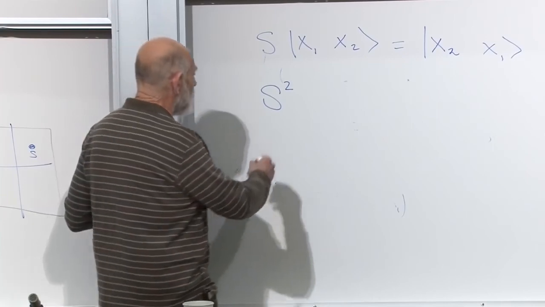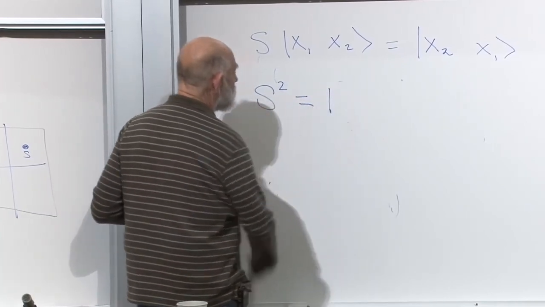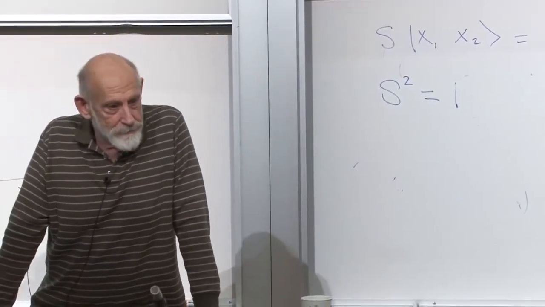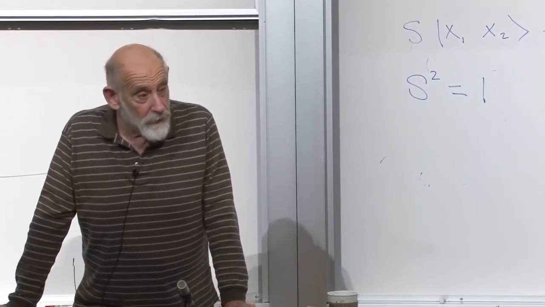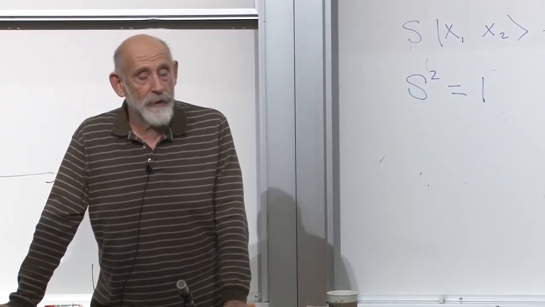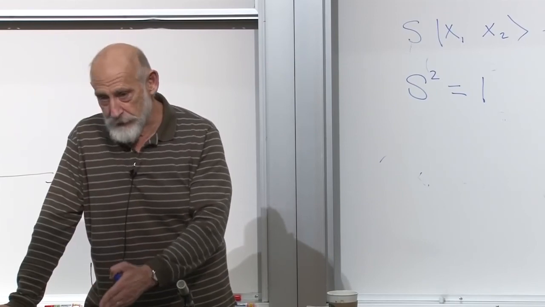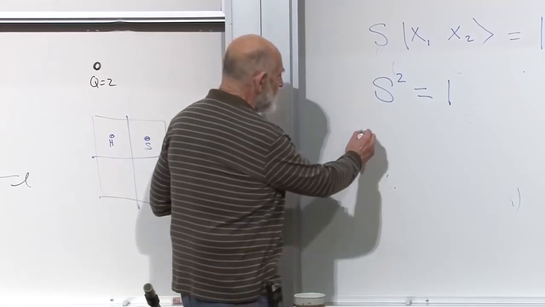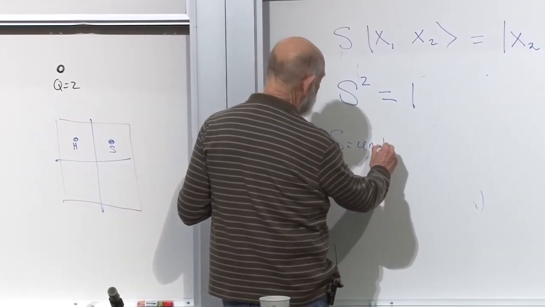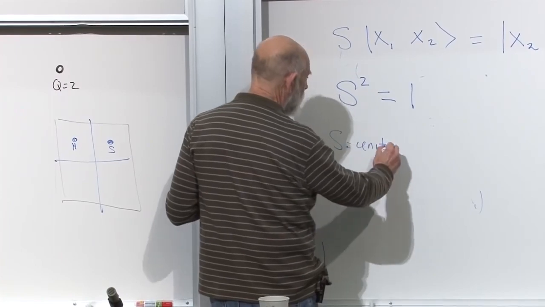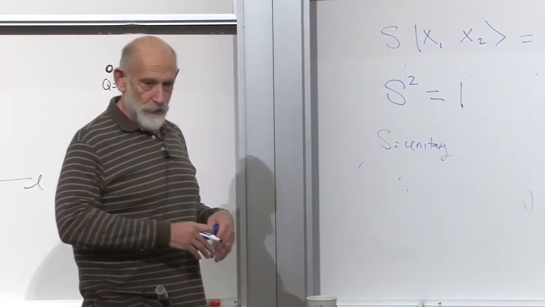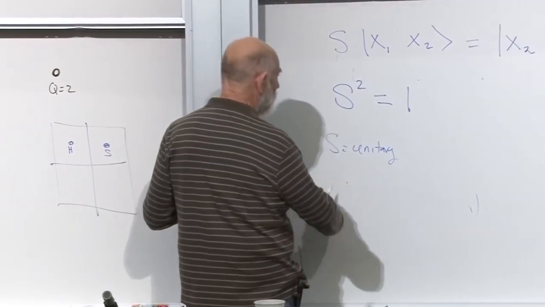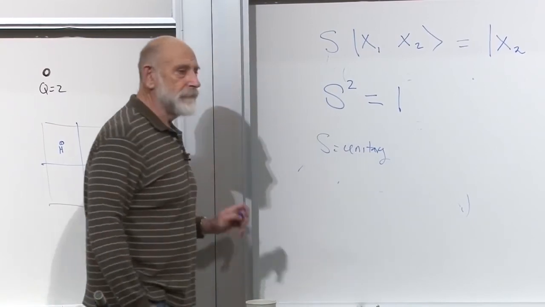So what do we know about S squared? S squared must be 1 as an operator. It's a unitary operator. Why should it be a unitary operator? Because all transformations on the space of states are unitary. So here's what we know about S. S is unitary. That means it doesn't change probabilities. It doesn't change inner products. And S squared is equal to 1.